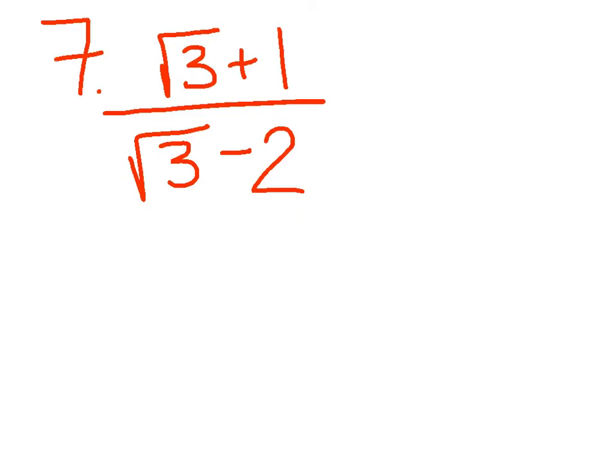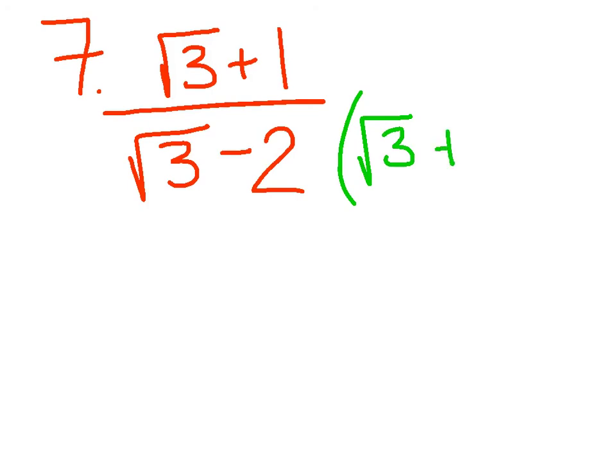Well, folks, we're cooking. We are doing a great job, and I hope you're feeling pretty confident. I think we'll give 2 more questions a whirl here. Number 7, radical 3 plus 1 divided by radical 3 minus 2. Again, go ahead and pause me, try it on your own, and see how well you do.